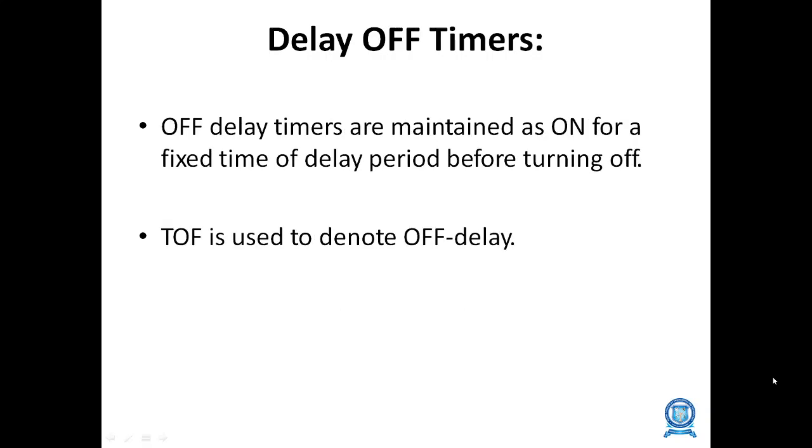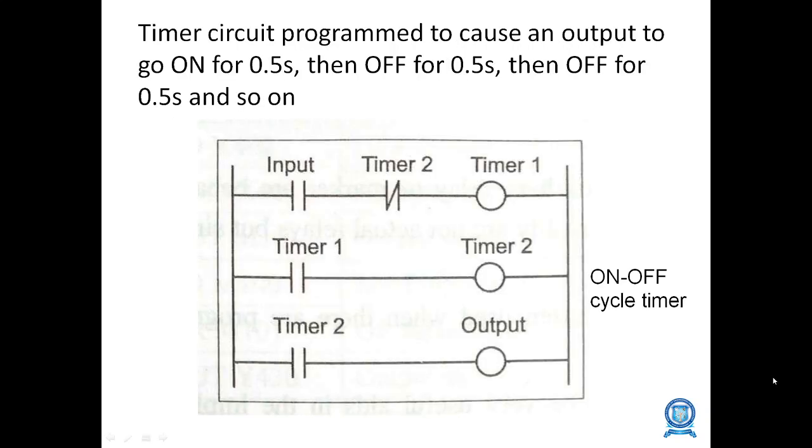Off delay timers. Off delay timers are maintained as on for the fixed time delay period before turning off. T off is used to denote off delay. Timer circuit program to cause an output to go on for 0.5 seconds, then off for 0.5 seconds, and so on.